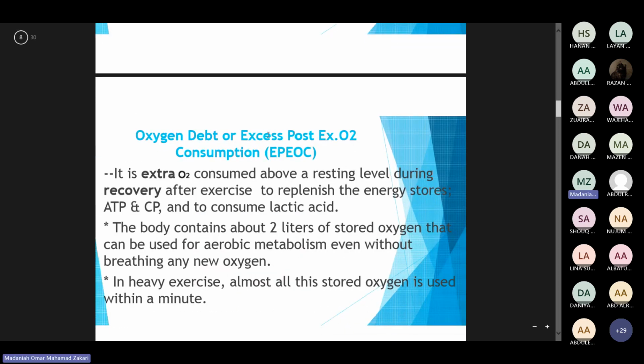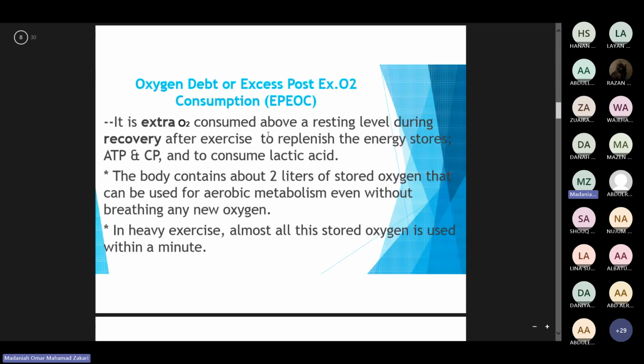There is another terminology called oxygen debt, or excess post-exercise oxygen consumption. What does that mean? I'm going to use oxygen after exercise, and that is an excess one. It's not a little one. I'm going to use an excess of oxygen after exercise. So it is extra oxygen consumed above the resting level during recovery after exercise.